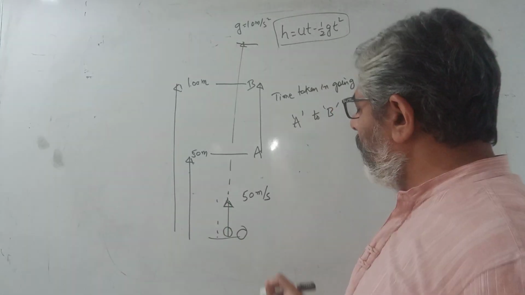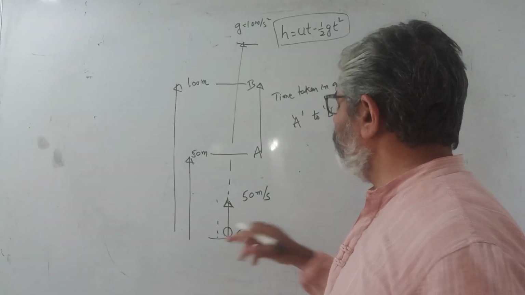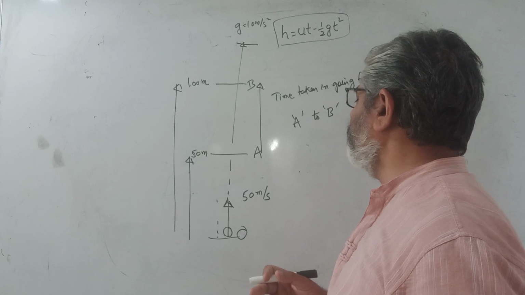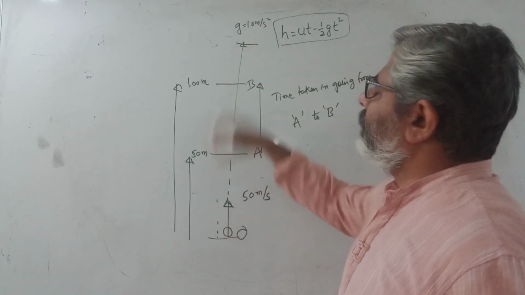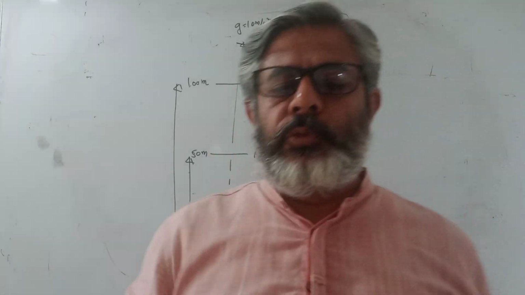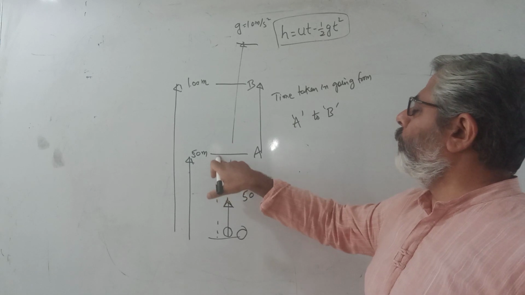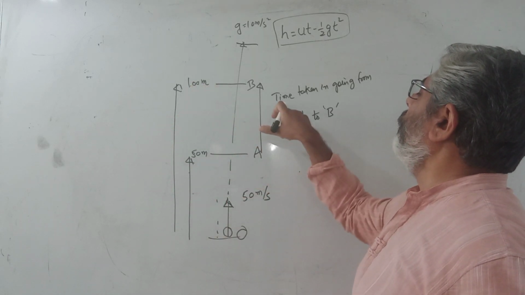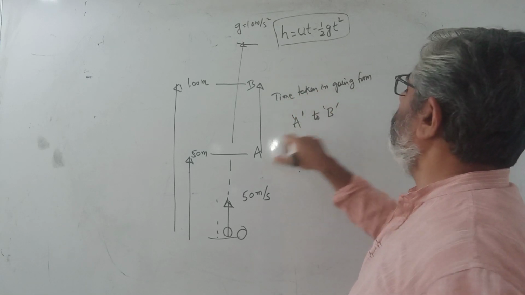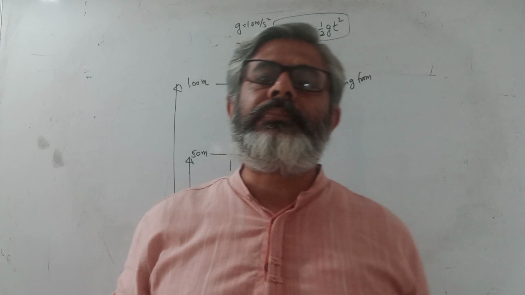So the problem is something like this. An object is projected vertically upwards from this point with a speed of 50 meters per second. And of course, as it goes up, it passes through infinite points. So I have chosen 2 points, point A and point B. This point is 50 meters above, this point is 100 meters above, and we have to find the time taken in going from A to B. What is the time that it takes in going from A to B?